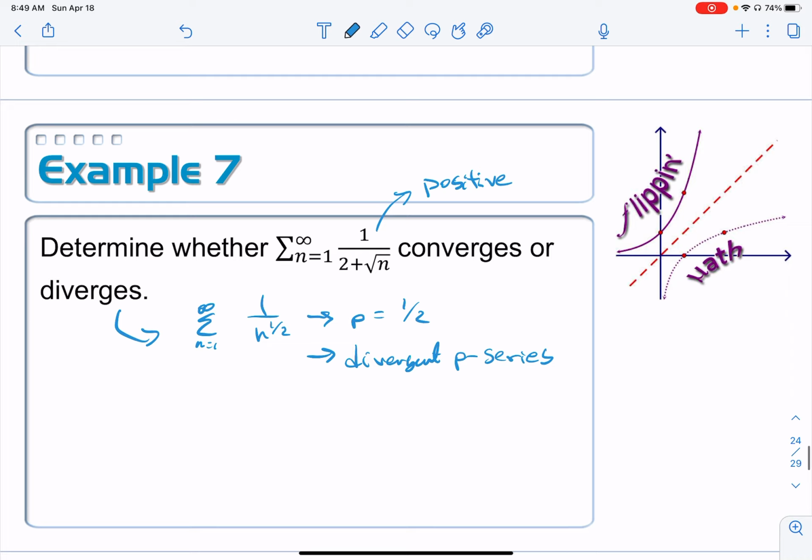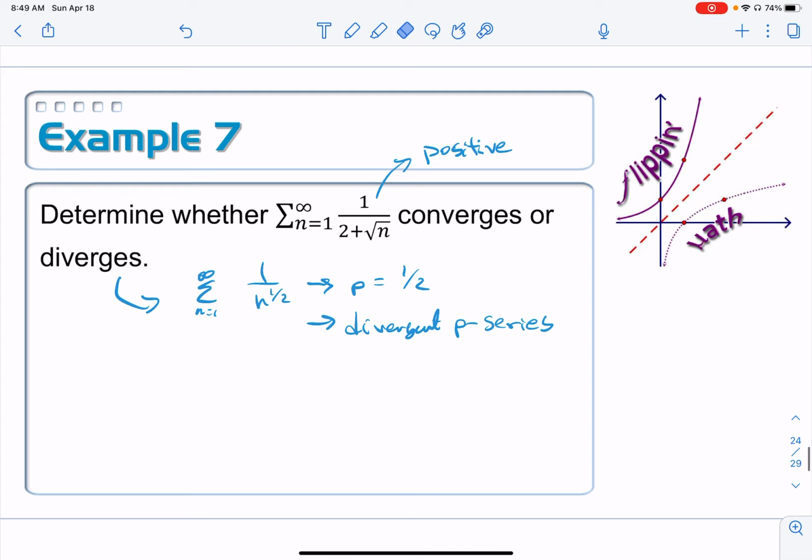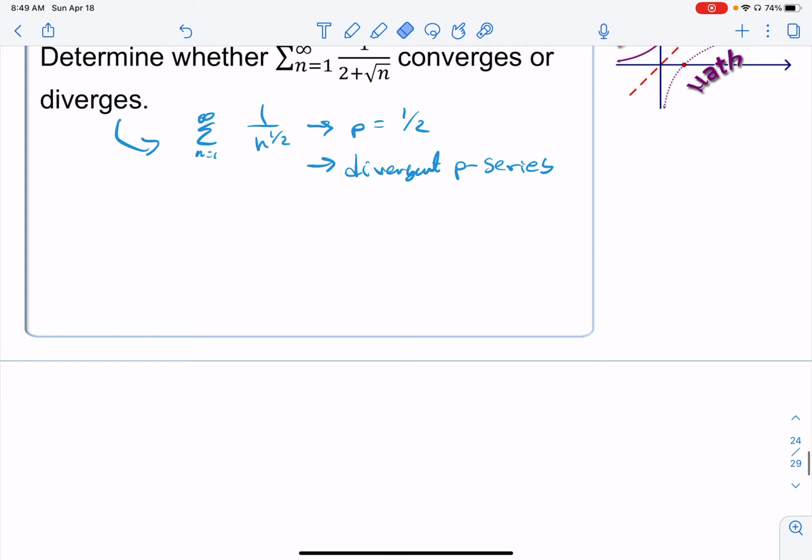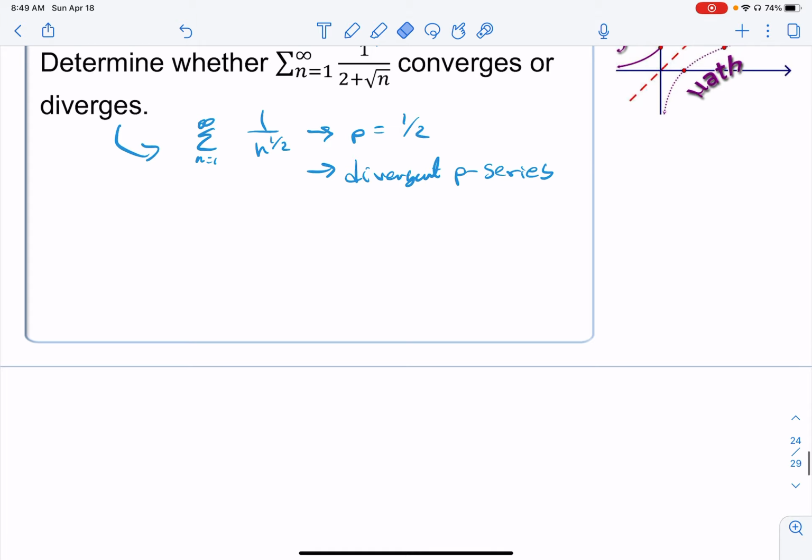If you're going to do the direct comparison test, you would have to show that ours is bigger than this, but since we're using the limit comparison test, we just take the ratio and see if the limit of that ratio is finite and positive. We're just basically seeing, are they finite multiples of each other ultimately. So we're going to take the limit as n goes to infinity.